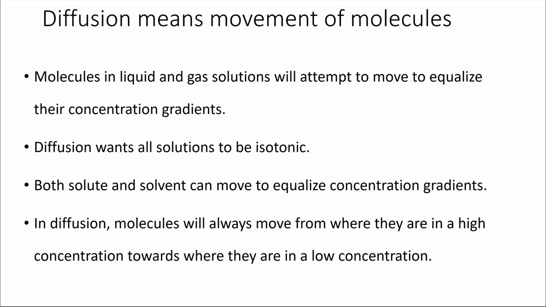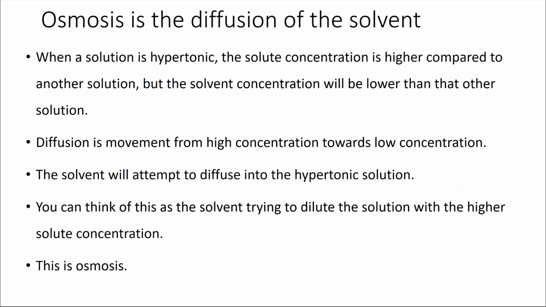These are the 2 major components of a solution: the solute, which is the dissolved material, and the solvent, which is the dissolving material. In diffusion, molecules will always move from where they are in a high concentration towards where they are in a low concentration. Molecules will move to equalize concentration gradients. Osmosis is specifically the diffusion of the solvent or liquid part of the solution.